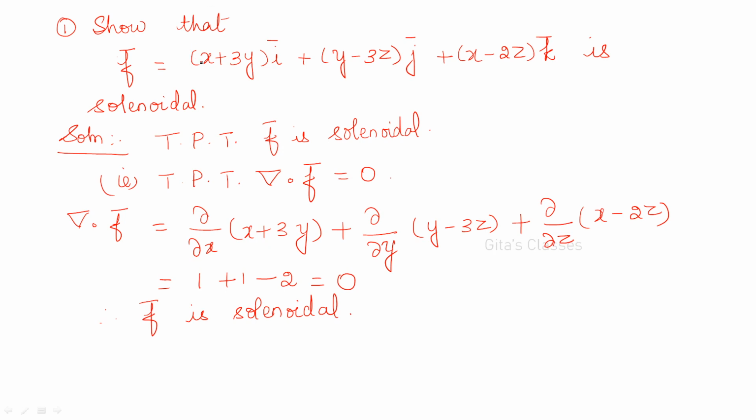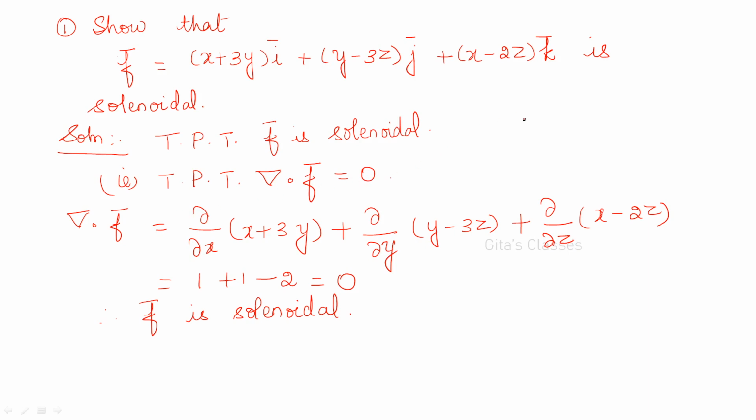Show that f bar is equal to (x plus 3y) i plus (y minus 3z) j plus (x minus 2z) k is solenoidal. Solenoidal means what? You have to prove that f bar is solenoidal, that is, to prove that del dot f is equal to 0. That is, the divergence is 0.